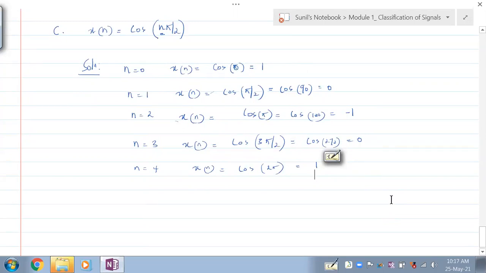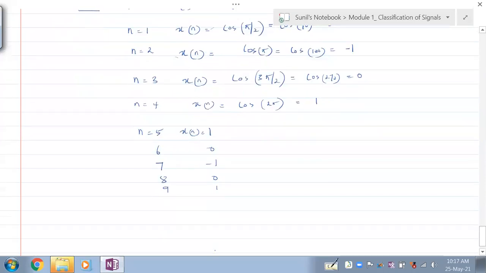Understand that? So for n equal to 5, you can check. For n equal to 5, x of n would be 1. At n equal to 6, it would be 0. At 7, it would be minus 1. At 8, it would be 0. At 9, it would again be 1. So this would keep happening. Get that point?